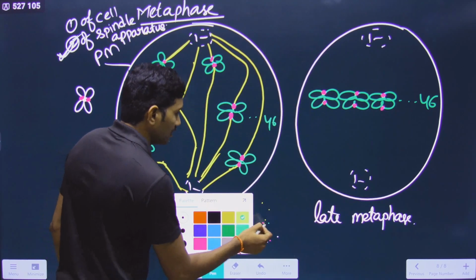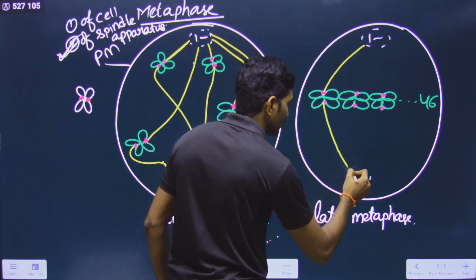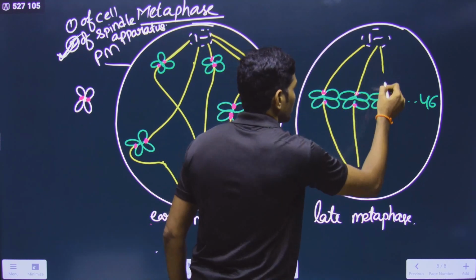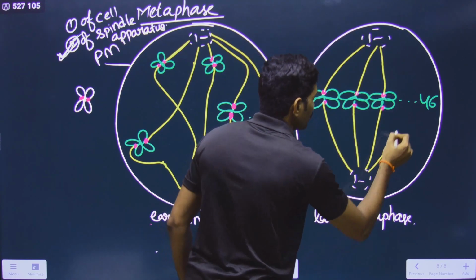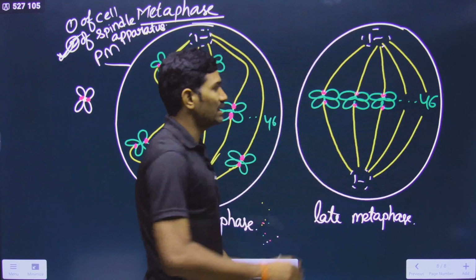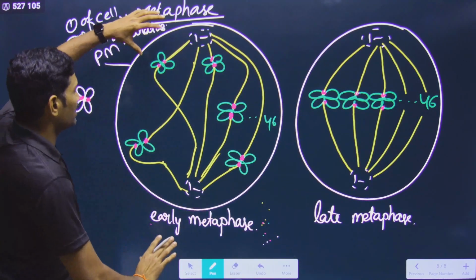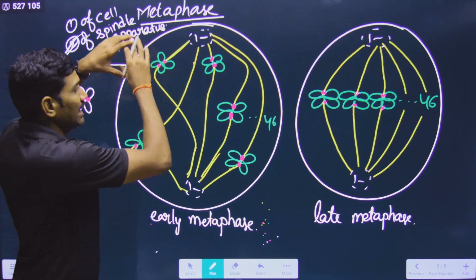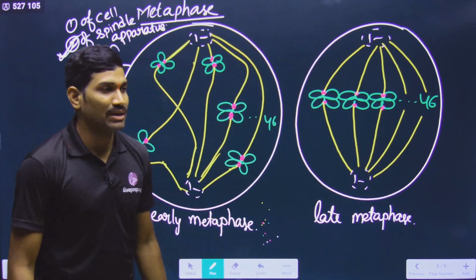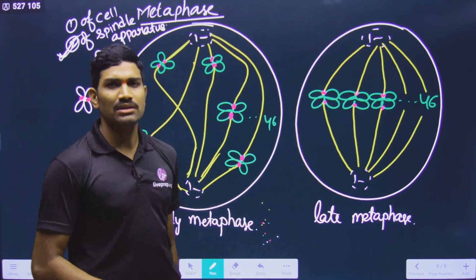And how are the spindle fibers attached? Spindle fibers from the opposite poles are attached to each chromosome, so that all the chromosomes are aligned at the center of the spindle apparatus. Initially they are randomly present, spindle fibers go and attach to them, and now they bring all the chromosomes to the center of spindle apparatus. So in this way they are coming here. That's it. Metaphase completed.